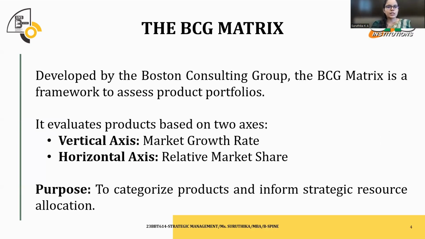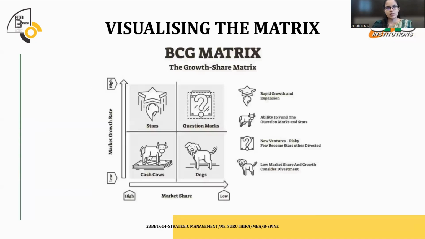The BCG Matrix was developed by the Boston Consulting Group. This is a framework to assess product portfolios. Having the name of a matrix, this again has a horizontal and vertical axis. The vertical axis is about the market growth rate. So how fast is the growth rate in the market, whether it's high or low. The horizontal axis is about the relative market share, a lower share or a higher share. So the prime purpose of this matrix is to categorize products across 4 different dimensions and take strategic decisions and resource allocation on a strategic ground based on this categorization.